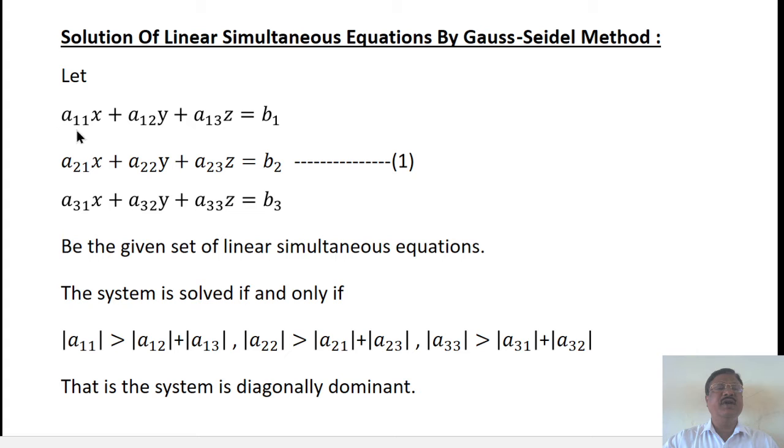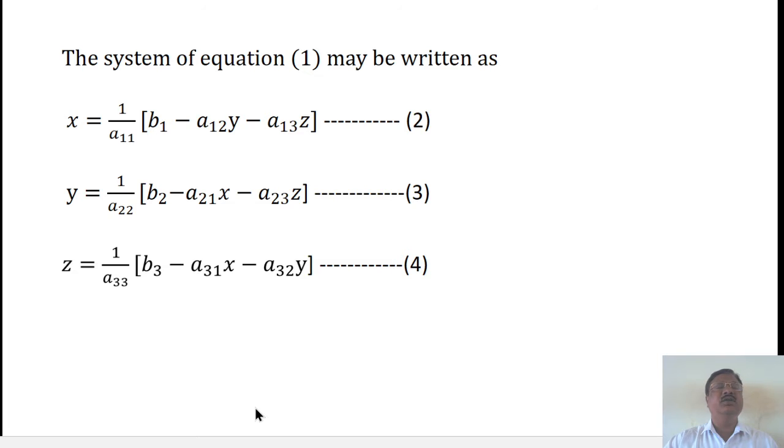Now the system is solved if and only if the absolute value of a11 is greater than the sum of the absolute values of a12 and a13. Similarly, the absolute value of a22 should be greater than the sum of the absolute values of a21 and a23, and the absolute value of a33 should be greater than the sum of the absolute values of a31 and a32. Then that system is diagonally dominant.